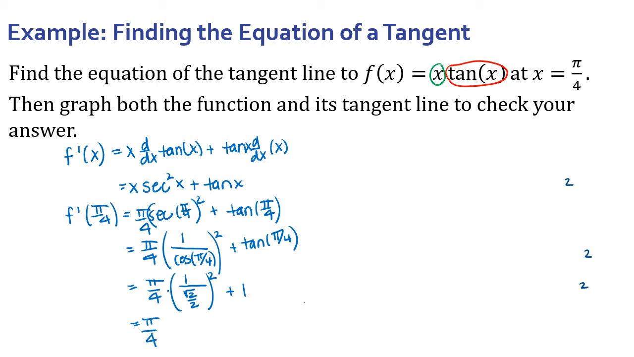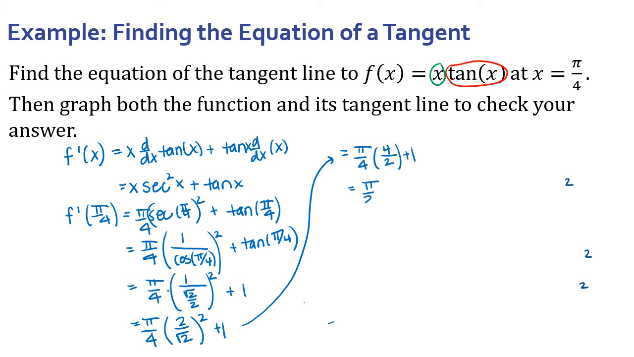So that gives me pi over 4 times, so 1 divided by root 2 over 2 is 2 over root 2. Then 2 squared is 4. The square root of 2 squared is 2. So that leaves me with pi over 2 plus 1, which is about 2.57.